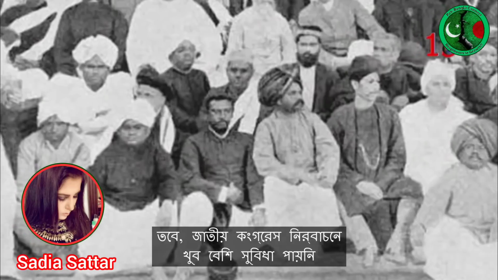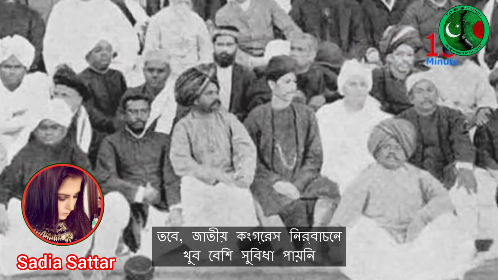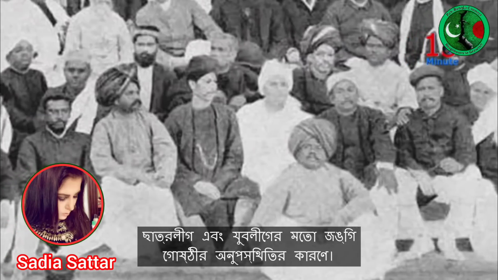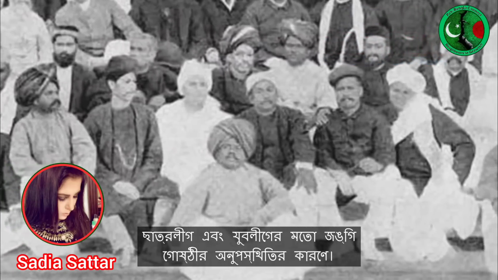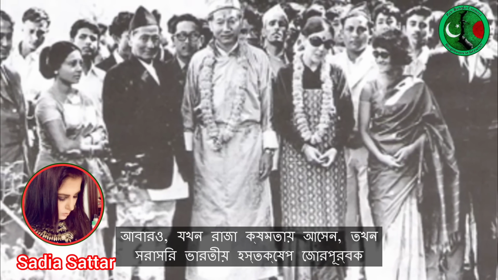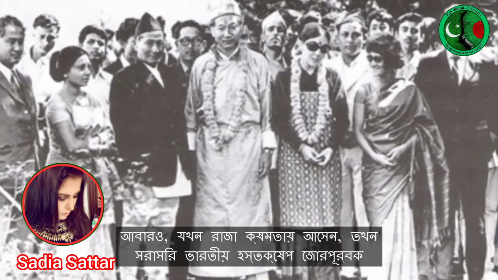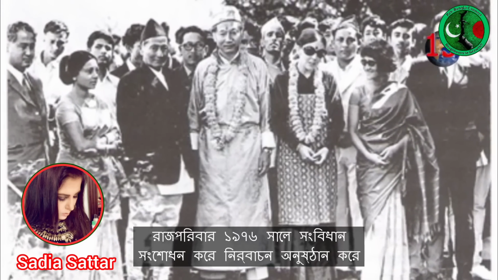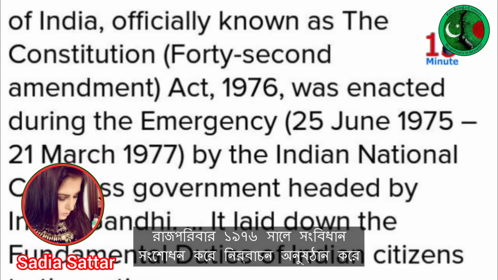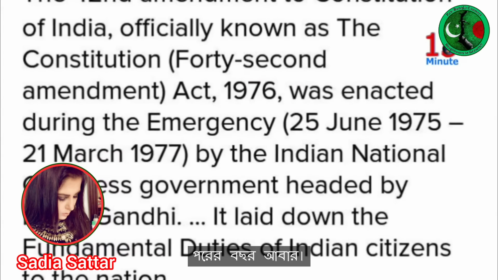However, the National Congress did not gain much advantage in the elections due to the absence of militant groups like Chhatra League and Juba League on the ground. Once again, when the king came to power, direct Indian intervention forced the royal family to amend the constitution in 1976 and hold elections again the following year.